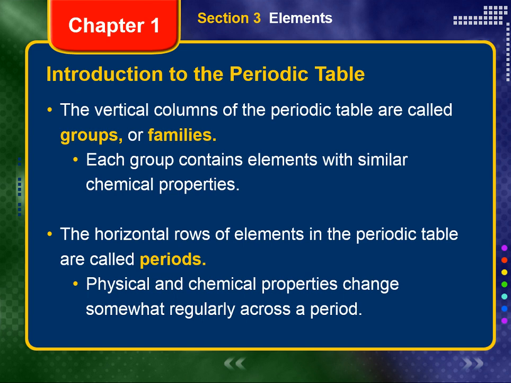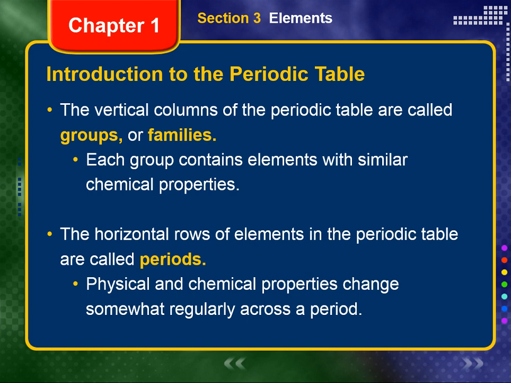Elements that are close to each other in the same period tend to be more similar than elements that are further apart. For example, in period 2, the elements lithium and beryllium in groups 1 and 2 respectively are somewhat similar in properties. However, their properties are very different from the properties of fluorine, the period 2 element in group 17.